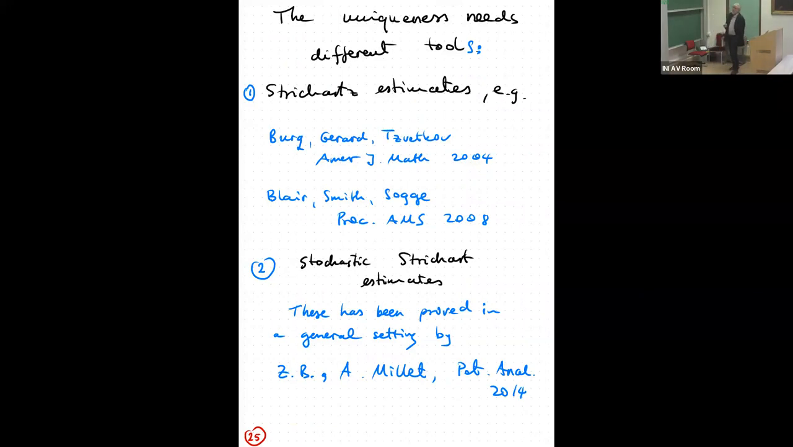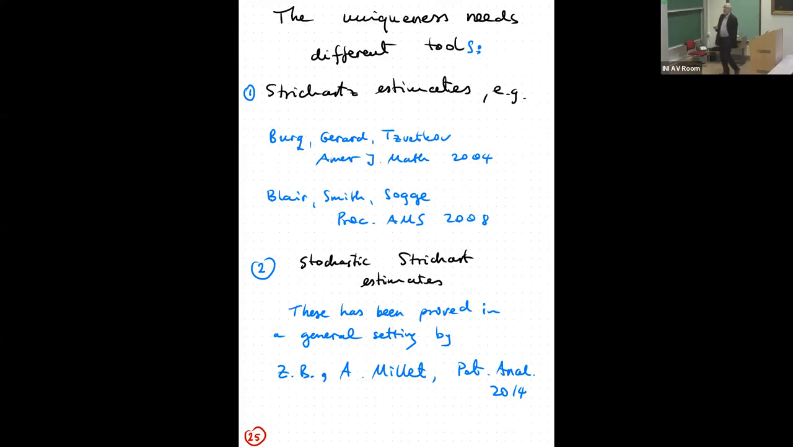In the proof of existence, as I will come back to in a second, we don't use the Strichartz estimate. The Strichartz estimates go back to Strichartz, and there has been a lot of work on this topic. I just mention two papers which we use. There is Burq, Gérard and Tzvetkov from 2004, who proved Strichartz estimates for compact Riemannian manifolds, and Blair, Smith and Sogge, who proved Strichartz estimates for bounded domains in compact Riemannian manifolds. So you could consider Riemannian manifolds with boundary and Neumann or Dirichlet boundary conditions.